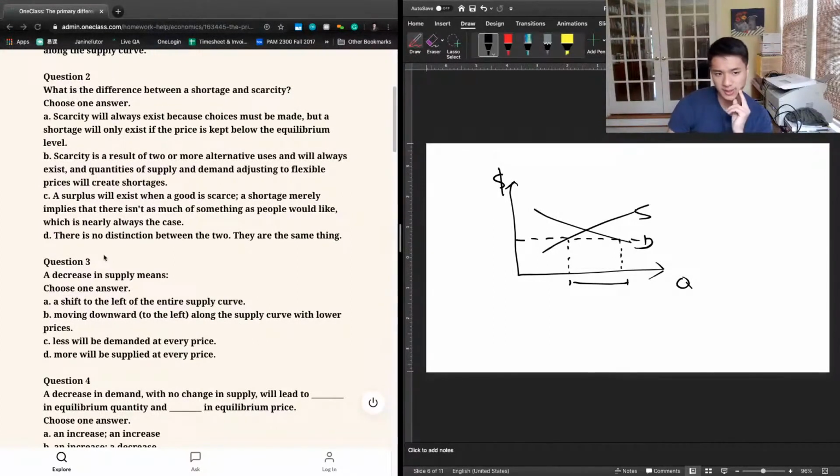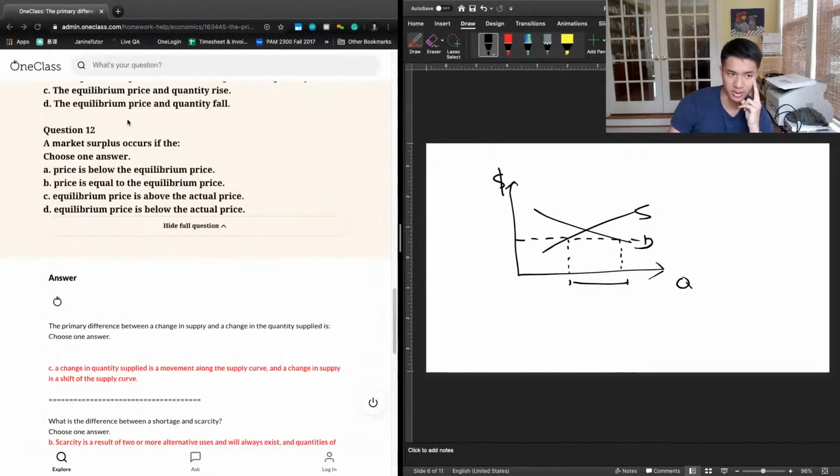C says a surplus will exist when a good is scarce. A shortage merely implies that there isn't as much of something as people would like, which is nearly always the case. But this doesn't really talk about scarcity at all. And this definition of shortage is actually the definition of scarcity. So it's not going to be C, and D says there is no distinction, but there is one. So A is going to be the right answer here.